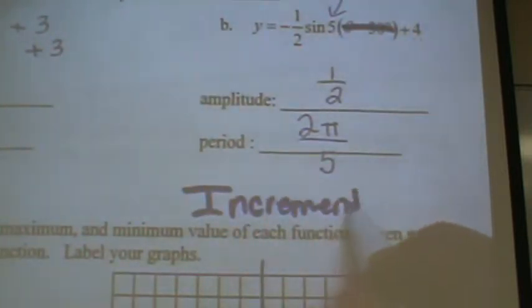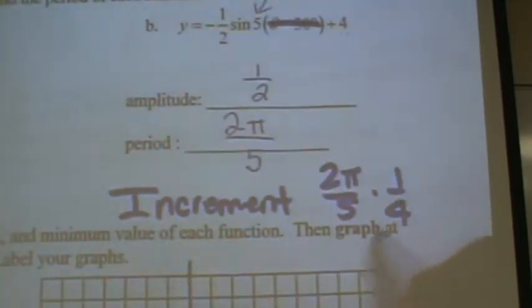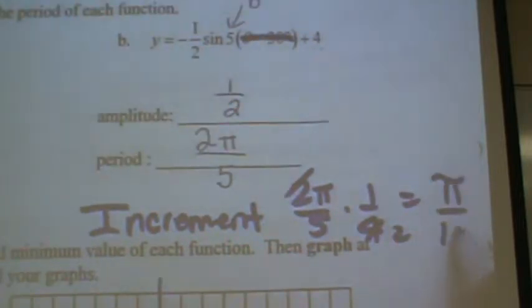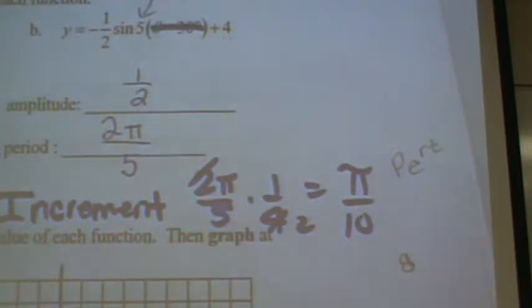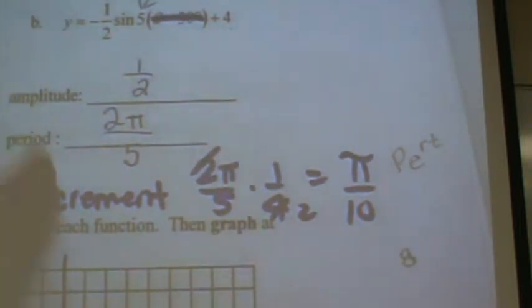You guys remember how to do this? 2 pi over 5, you're going to multiply this by 1/4, and you get pi over 10. So this one you would count by tenths. 1/10, 2/10, 3/10, 4/10. And 4/10 is same as 2/5.